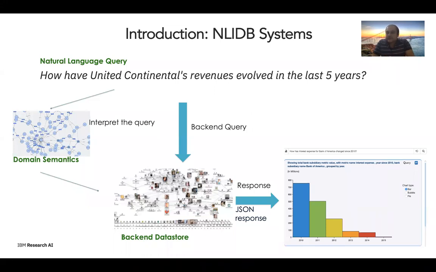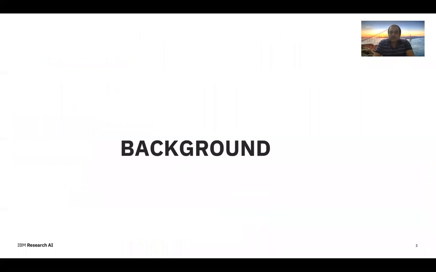So we'll start with the introduction of NLIDB systems, which is the context of this problem. NLIDB stands for Natural Language Interface to Database, where a user asks a natural language query that gets interpreted by considering some domain semantics, and it gets executed over a backend data store to finally give the user some response in the form of a UI, or maybe even a raw JSON response. So this is the spectrum of NLIDB query systems.